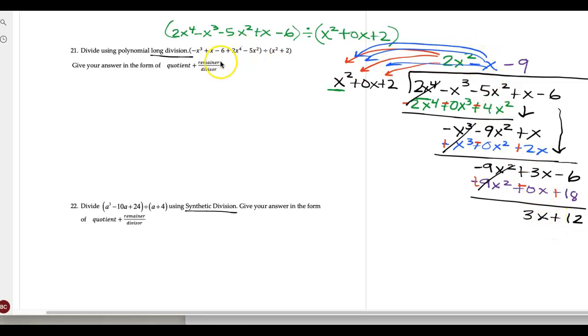So to write my answer out, notice it says to write it in this form. My answer is going to be 2x squared minus x minus 9. That's my quotient part. And then plus my remainder, 3x plus 12 on the top, and divided by that x squared plus 2.